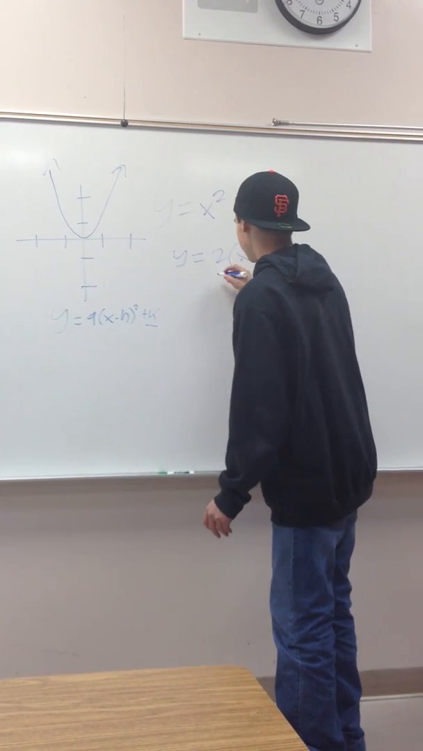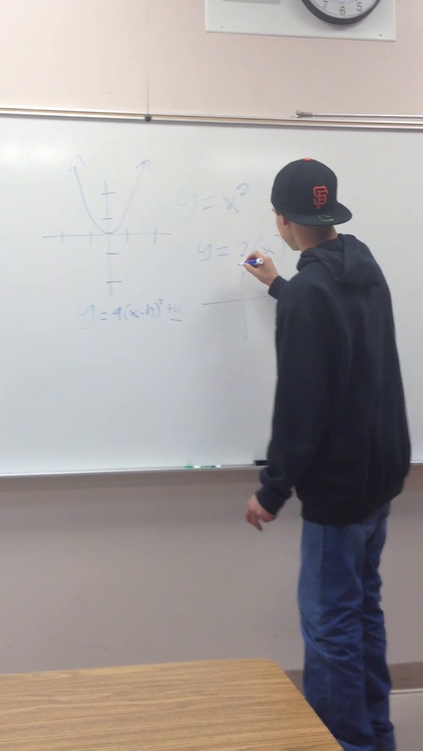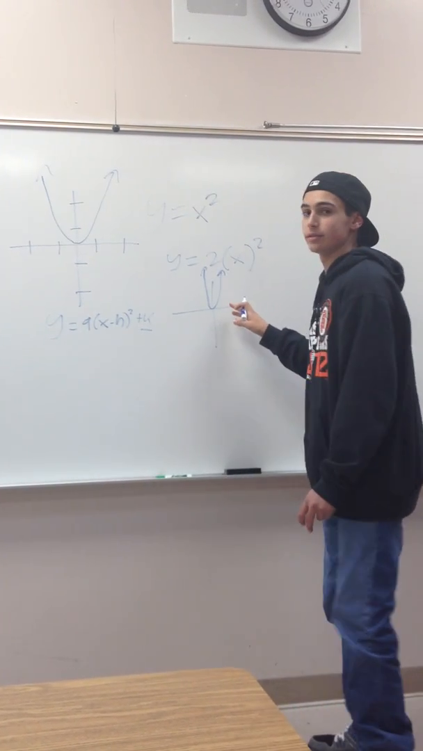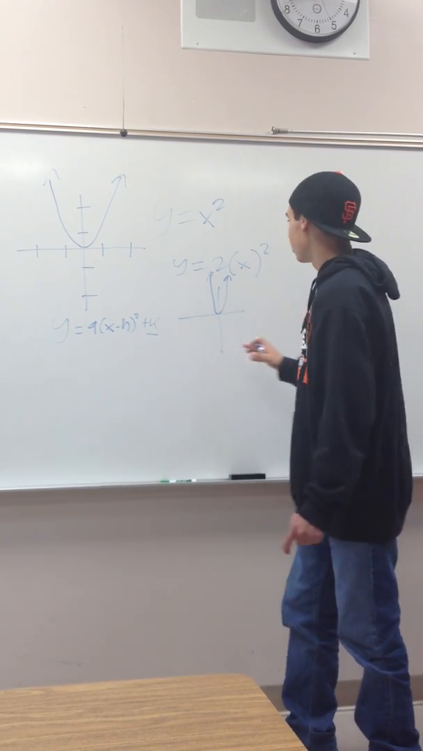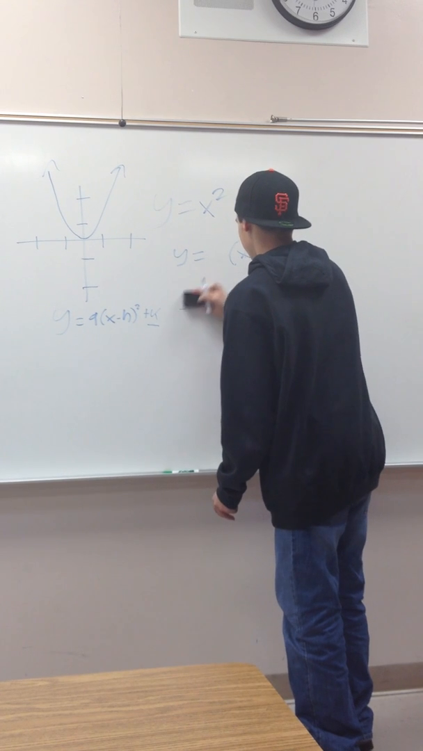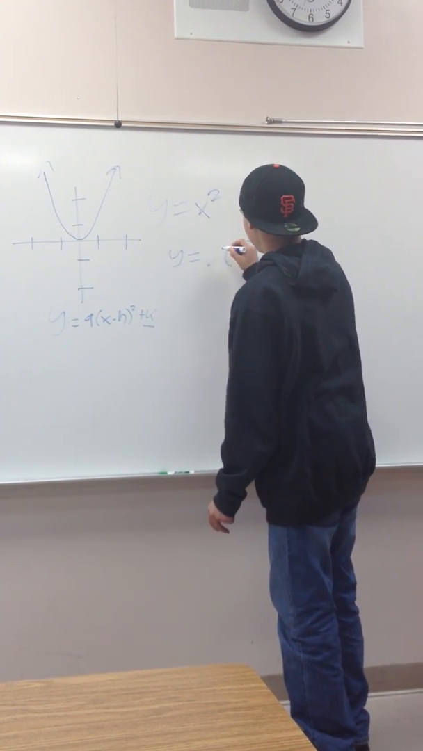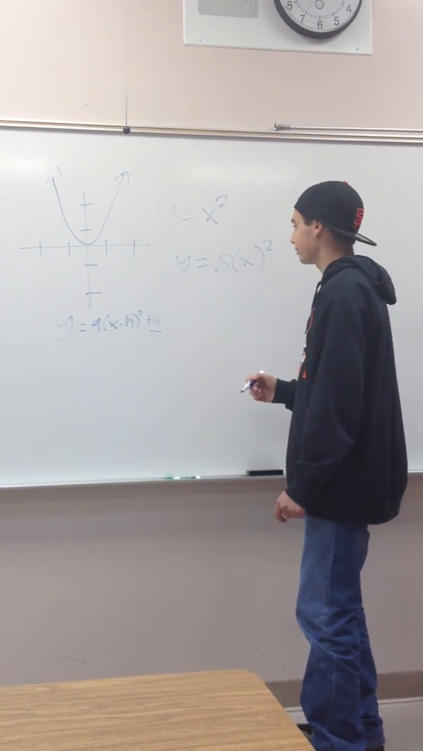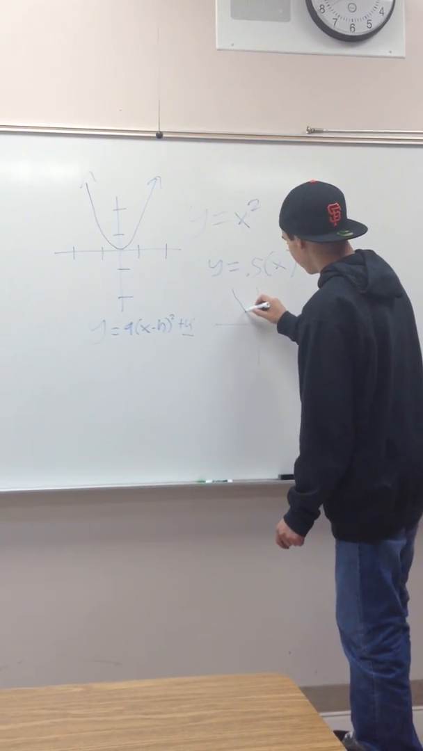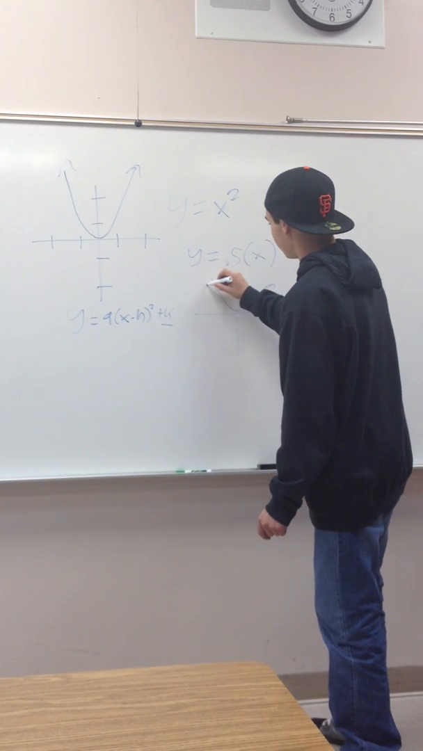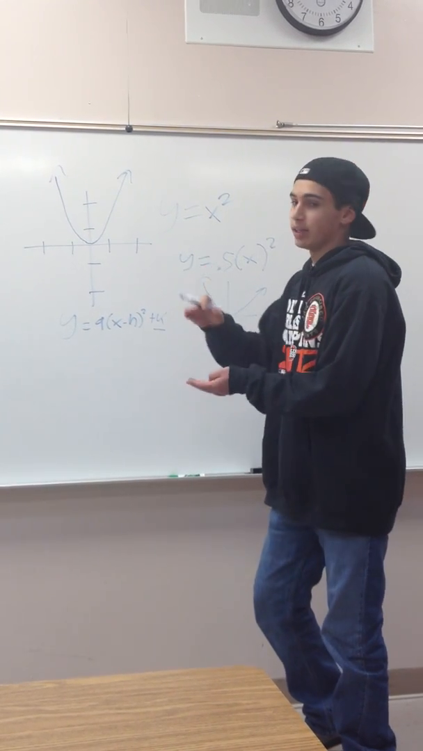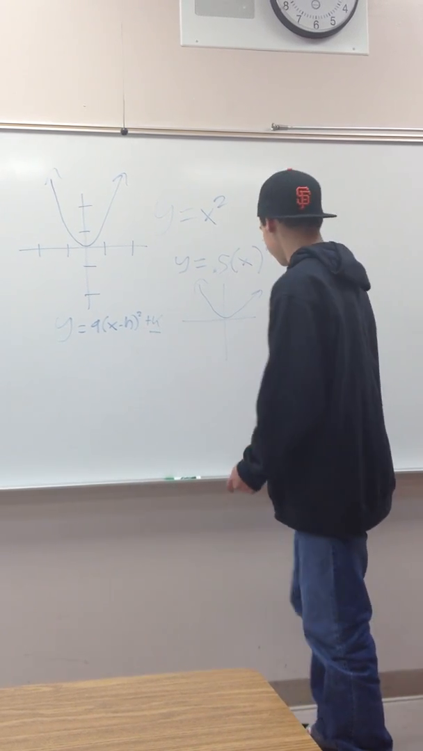It might look skinnier, but it's really not. Or say it was not 2 and it was a decimal, like 0.5 or half, it would make the graph look wider, without really making it wider. It just appears that way because you're condensing the value of each point.